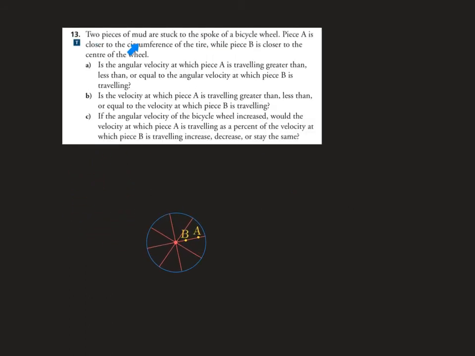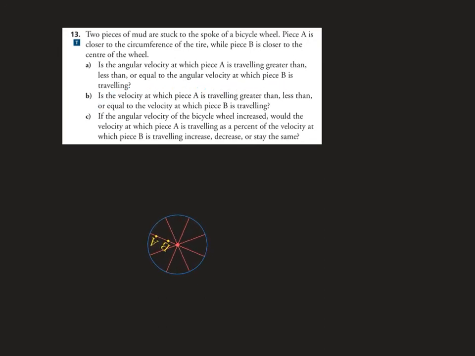Alright, two pieces of mud are stuck to the spoke of a bicycle wheel. Piece A is closer to the circumference of the tire, and piece B is closer to the center of the wheel. Is the angular velocity at which piece A is traveling greater than, less than, or equal to the angular velocity at which piece B is traveling?